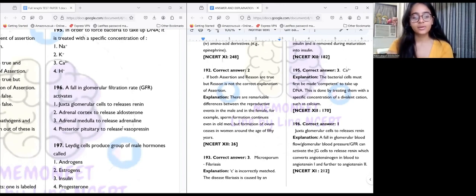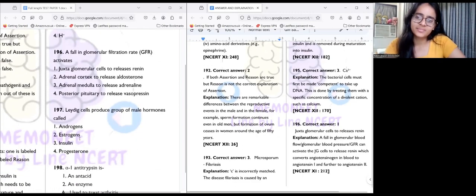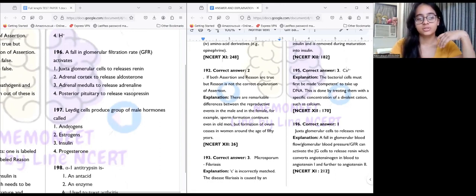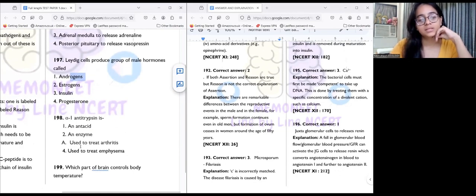For the 197th question, Leydig cells produce a group of male hormones called what? Is estrogen a male hormone? Is insulin a male hormone? No. Is progesterone a male hormone? No. It's a pregnancy hormone. So what's the male hormone? Androgen. So that's the correct answer. Leydig cells are present where? In the seminiferous tubules.